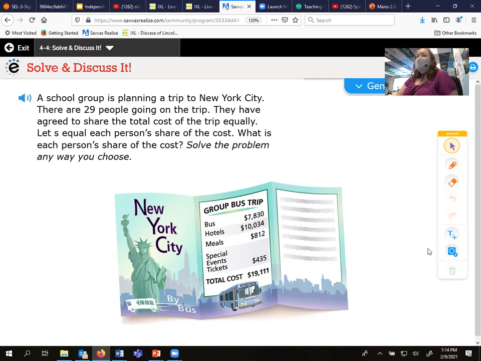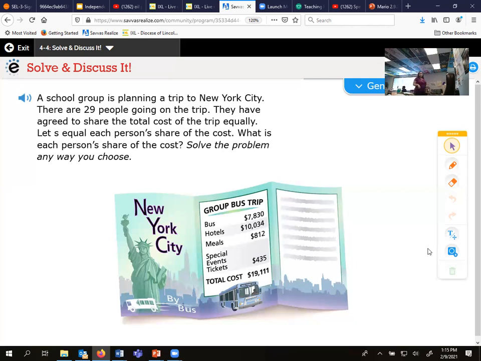Okay, and then they got a little flyer that shows for the group bus trip, the bus is going to cost $7,830. Hotels are going to cost $10,034. Meals are going to cost $812. And special events tickets are going to cost $435 for a total cost of $19,111. Okay, they give you lots and lots of numbers in this problem, but you're really only going to need 2 of the numbers in that problem.